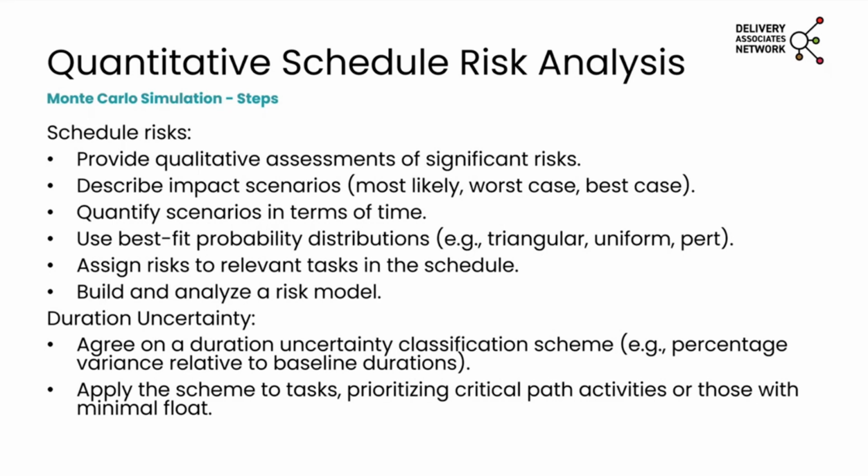So you need to assign risks to relevant tasks in the schedule. And then you would build an analytic risk model after you also build in the duration uncertainty. So you would agree again on a duration uncertainty classification scheme, and you would apply that to tasks. You'd prioritize critical path activities or those with minimal float. Then you would build your combined model. You'd run the model as many iterations as required. And then again, your outputs would be similar.